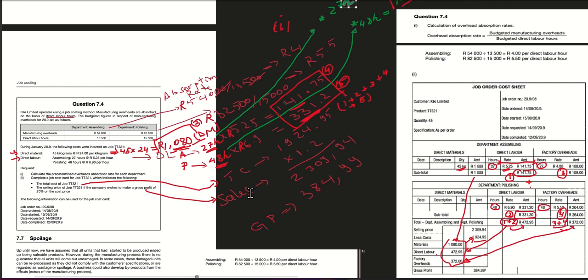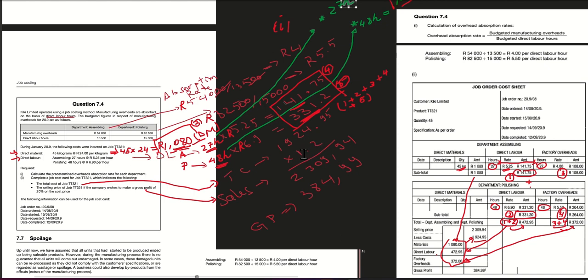Plus, they provided you information on the sales. They say that the sales have a 20% markup. That's the reason why I multiply by 1.2. 1.2 is 120. Markup is above 100. So if they give you a 20% markup, you take 100 plus 20%, it's 120. 120 divided by 100 gives you 1.2.